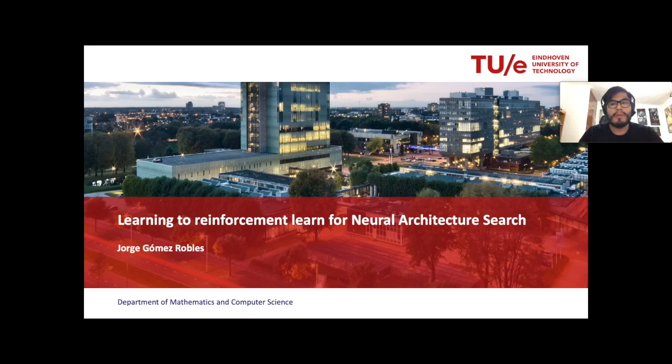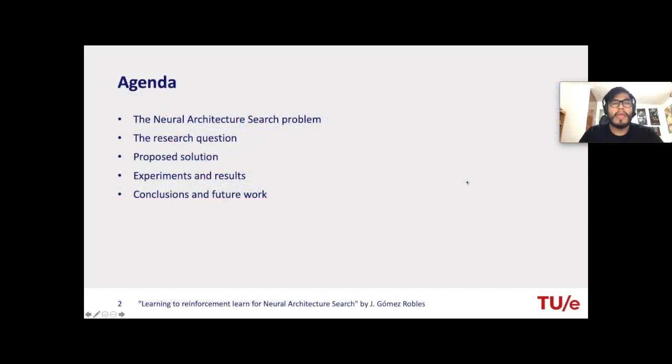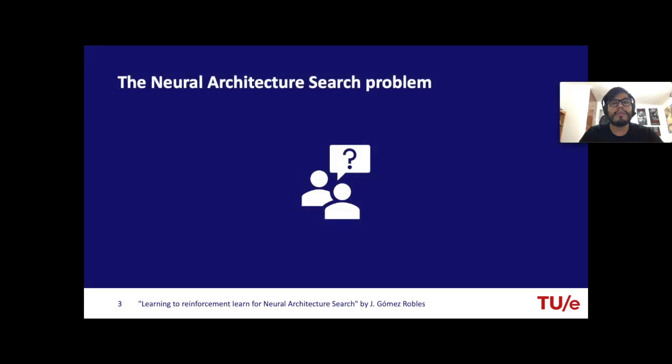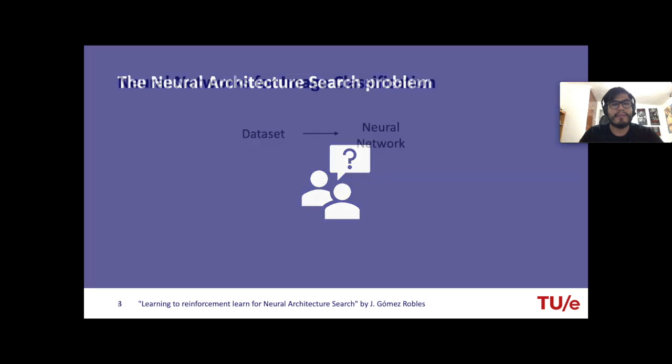I will present to you my research project in which I apply for the very first time a framework called Learning to Reinforcement Learn to a problem known as Neural Architecture Search. I will start by introducing the Neural Architecture Search problem, followed by the highlights of my research so that we can state the conclusions. For this presentation, let's think only of neural networks for image classification.